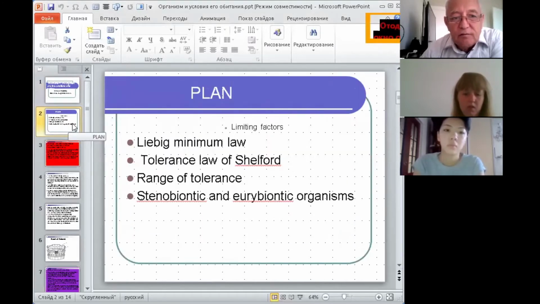Plan of the lecture. Plan. Liebig minimum law. Это закон минимума Либиха. Tolerance law of Shelford. Это закон толерантности Шелфорда. Range of tolerance. Это диапазон толерантности. Xenobiotic and eurobiotic organisms. Это организмы xenobionты и эврибионты.